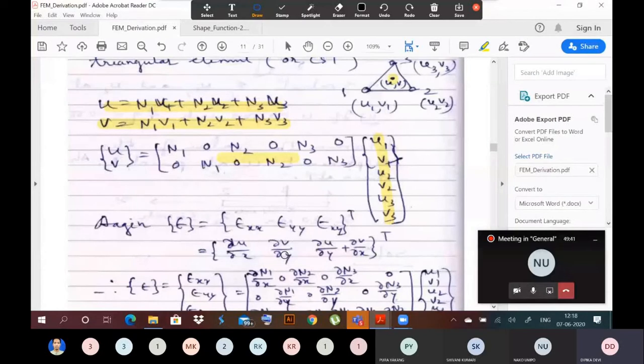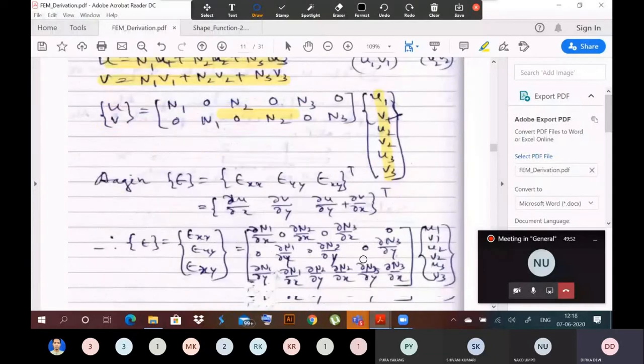This I have already explained in general, just in the beginning. So strain is equal to epsilon xx, epsilon yy, epsilon xy, into this strain displacement matrix. So this is nothing but your strain displacement matrix. This is your B matrix. So we need to find out this B matrix for a triangular element. So you need to find out these derivatives. Once you find out these derivatives, if you put these values in this expression, this will be your B matrix.